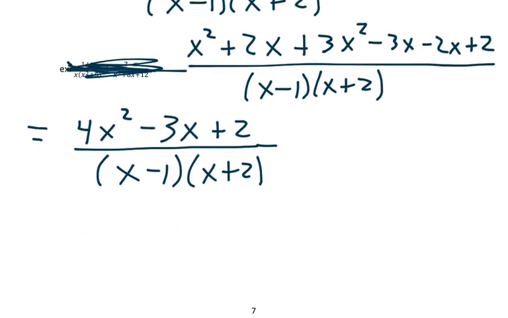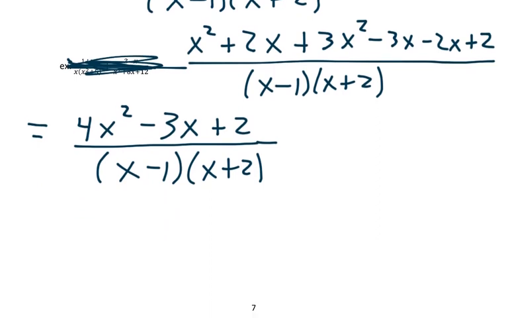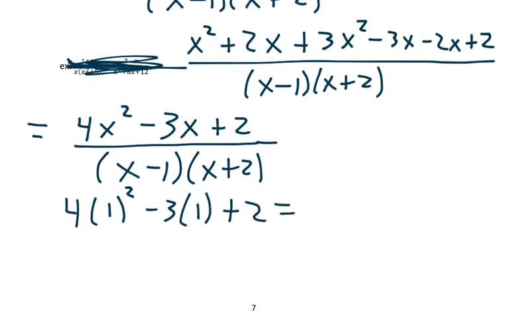Now, could we simplify this? Well, you could try to factor the numerator, but remember, x minus 1 is a factor of the numerator exactly when, if you replace x by 1, you get 0. So if we do 4 times 1 squared minus 3 times 1 plus 2, well, let's see, we have 4 minus 3 plus 2, which looks like is equal to 3, which is not 0. So x minus 1 is not a factor of the numerator.